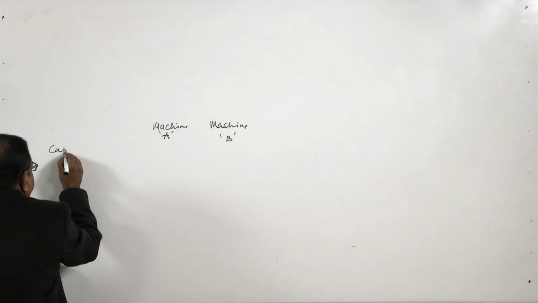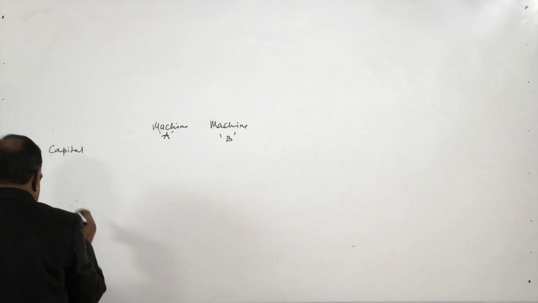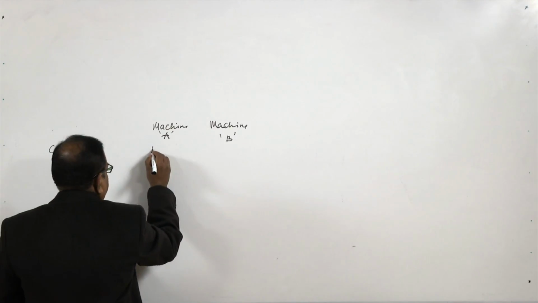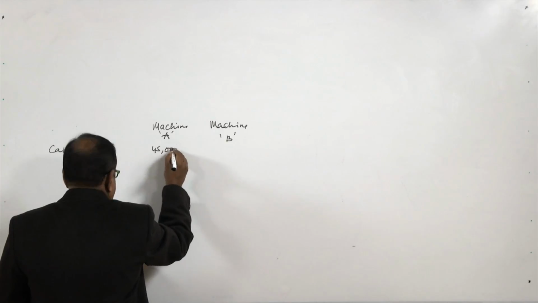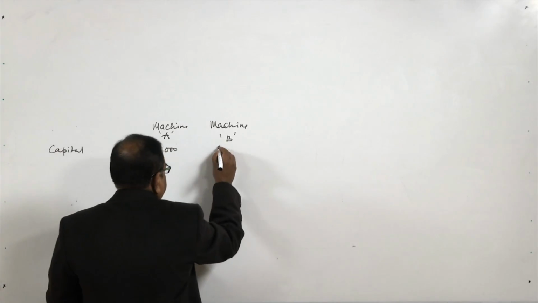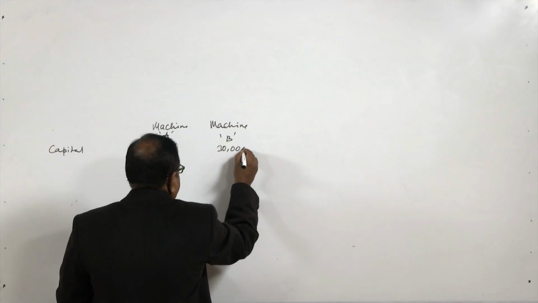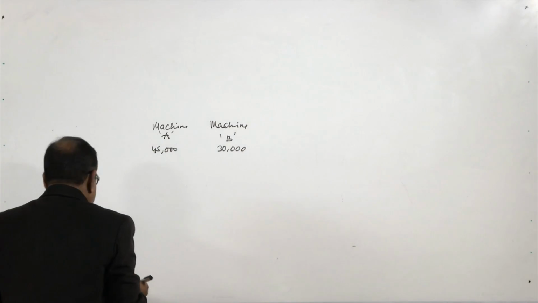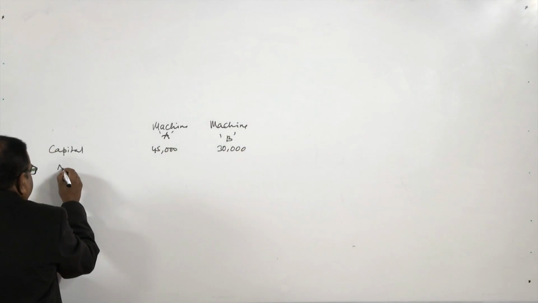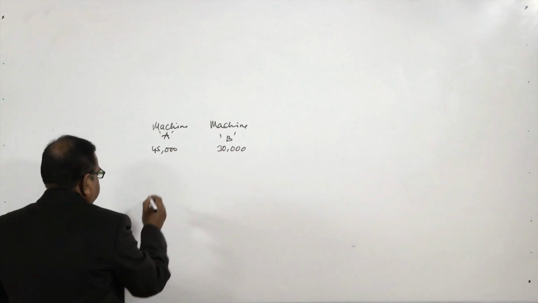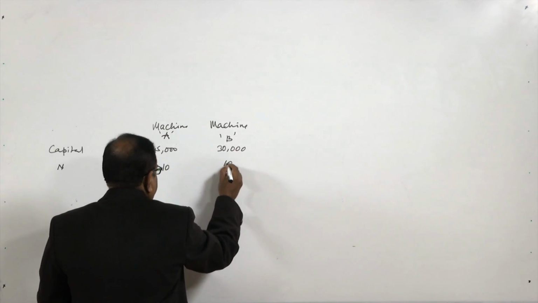Capital investment, this is 45,000, this is 30,000. The useful life N is 10 years, 10 years.